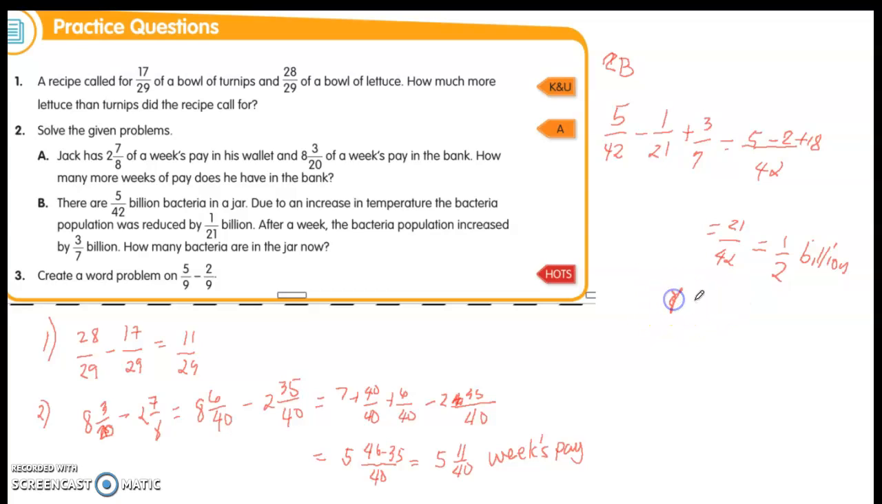Of bacteria. Okay. For number 3, you can create problems that involve 5 over 9 minus 2 over 9. Okay, you can think of that.